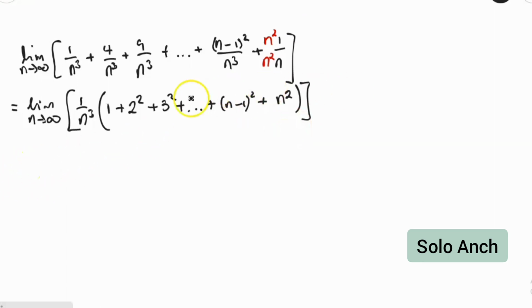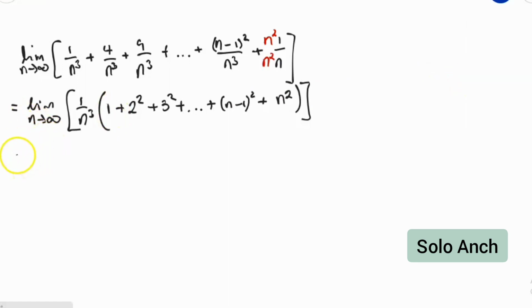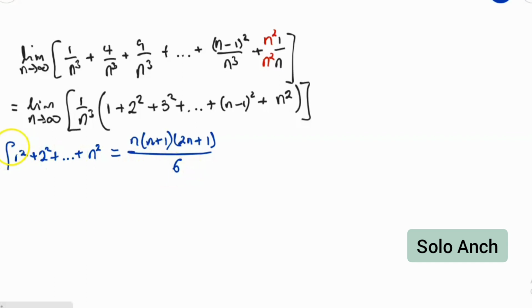Now before I proceed, let me recall a very nice property for the sum of the first n squares. The property goes this way. When we have 1 squared plus 2 squared plus 3 squared and so on and so forth up to n squared, where n is some positive integer, this is the same thing as n times (n plus 1) times (2n plus 1) divided by 6. Good. So this is the property we're going to make use of. It's like a tool. It's very, very important.